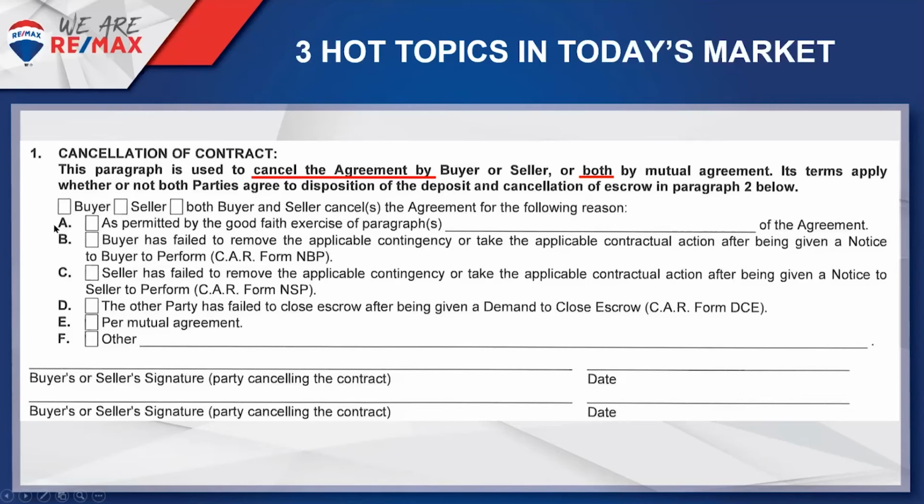The buyer may have the right to cancel, and the seller's not happy about it, but the buyer may have that right. So you should check the buyer box, not the both box, unless both said, yeah, let's just cancel this. It was a mutual agreement. Now, these terms in the cancellation apply regardless of whether or not the parties come to an agreement in paragraph 2, which is the cancellation of escrow. Paragraph 1 is cancellation of contract. Paragraph 2 is the return of the deposit, or disposition of deposit, probably a better word because the seller might keep it, and the canceling of escrow.